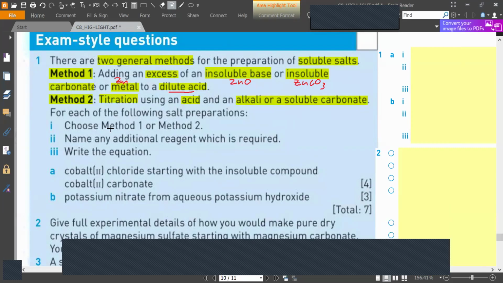For each of the following salt preparations, actually we have two questions here. We need to prepare two salts. So for each one, we need to answer part i and part ii, and then for part b also, we need to answer i and ii.